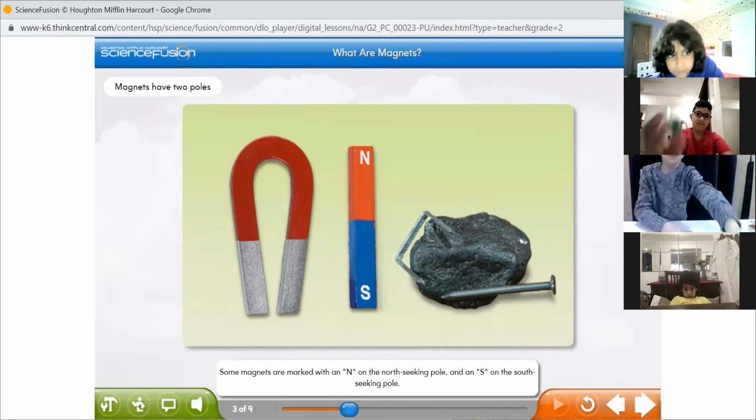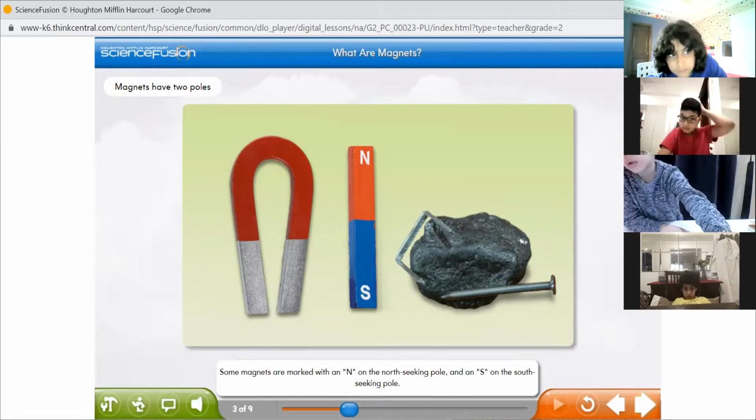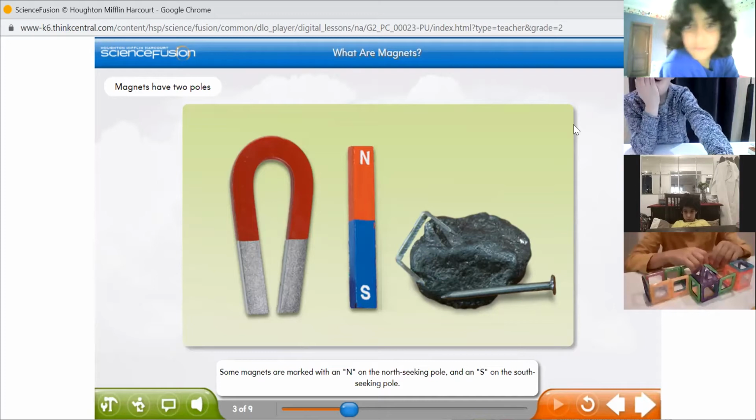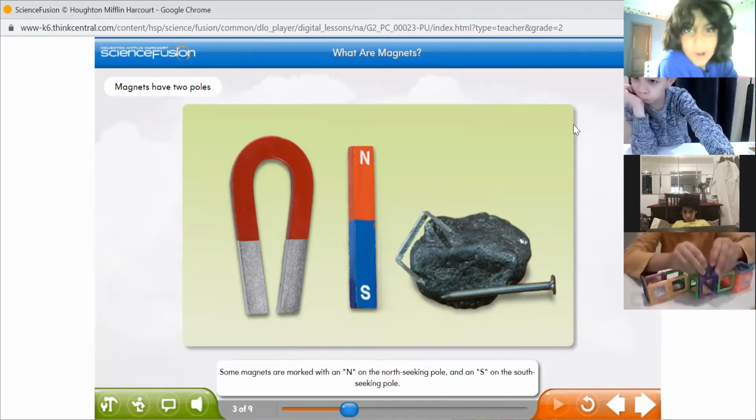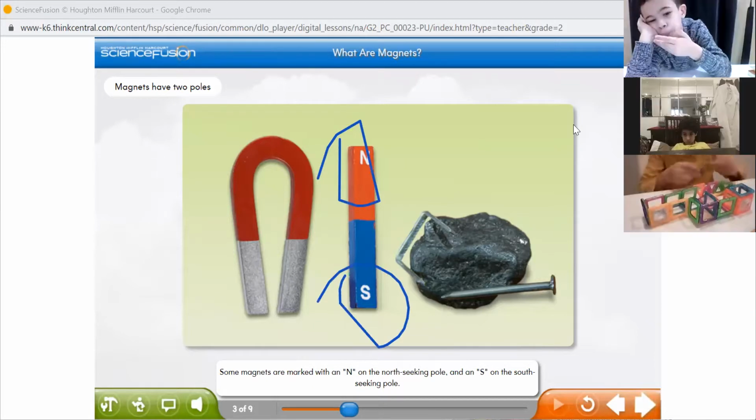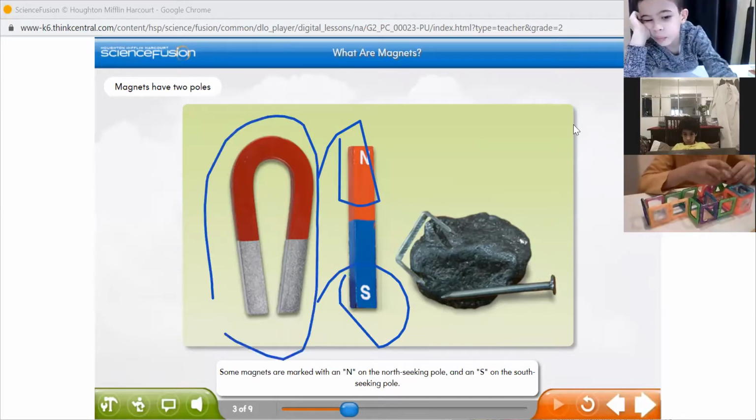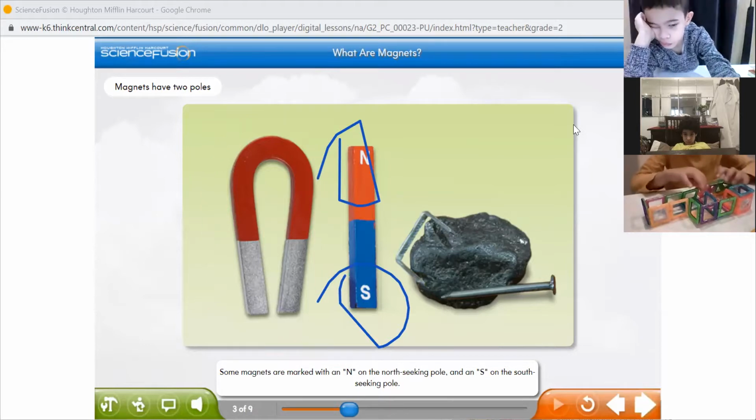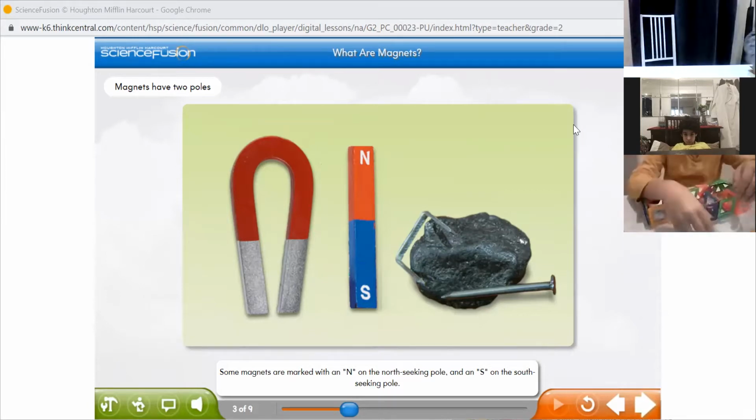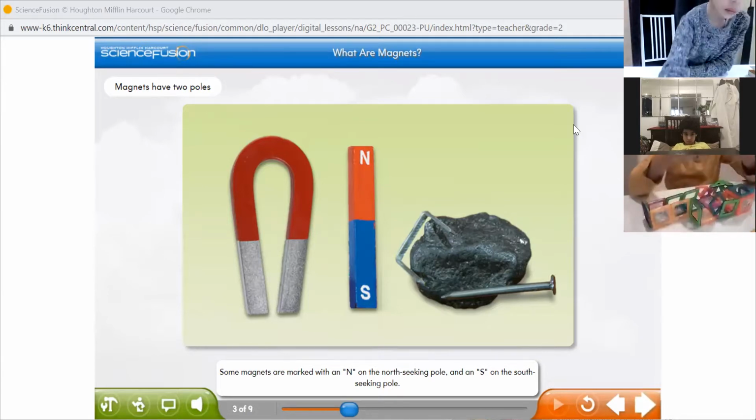Now, she said that only some magnets are marked. What do I mean by marked? Marked means that they wrote the N pole and the south pole. Now take a look at this horseshoe magnet. This horseshoe magnet did not show where is the south and where is the north pole. Can you make an experiment to learn which one is the north pole and which one is the south pole?